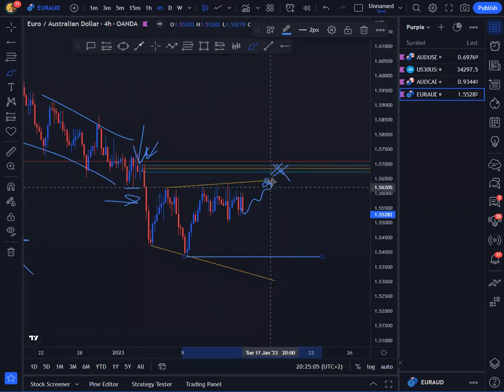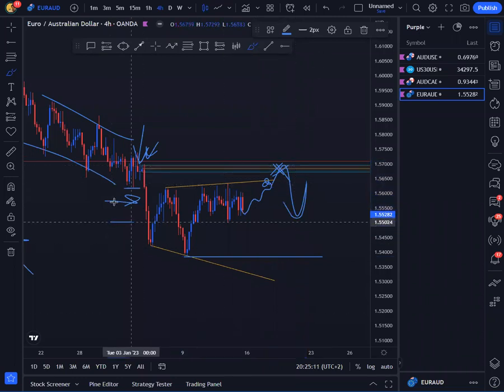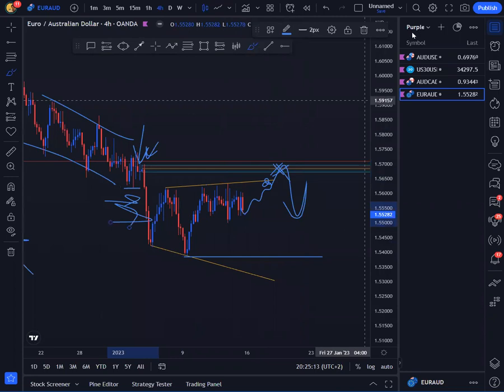We're just waiting for that third touch or termination at our POI to find an entry to try and sell EURAUD in the direction of this momentum that just broke structure. So those are the four pairs that we're going to be looking to sell over the course of next week. Let's look at the pairs that we might be looking to buy.